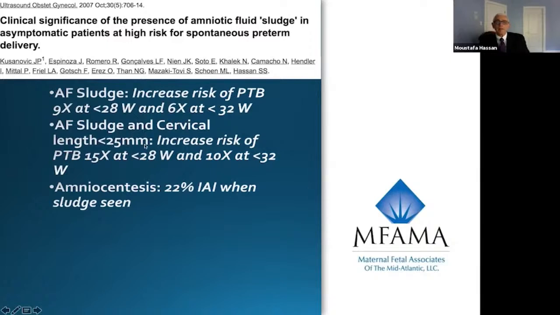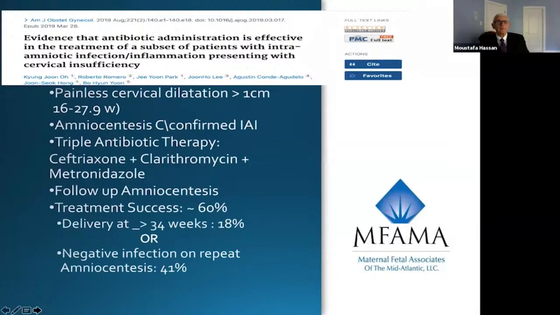Amniotic fluid sludge and cervical length, which is very important. If cervical length is less than 25 millimeters, the risk of preterm birth increases by 15 times at less than 28 weeks and 10 times at less than 32 weeks. See here, with amniocentesis, 22% had intraamniotic infection when sludge is seen. So this is a major concern for infection and a major concern for preterm birth. Okay?